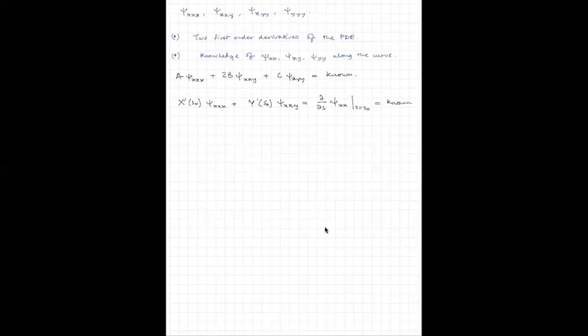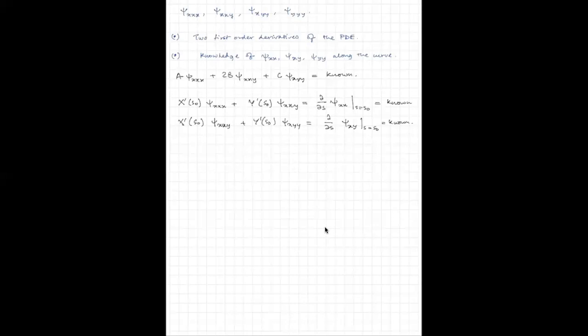And similarly, what we can do is we can differentiate this one as well. x prime of s naught psi xxy plus y prime of s naught psi xyy. This is del del s of psi xy at s equal to s naught. This is also known.